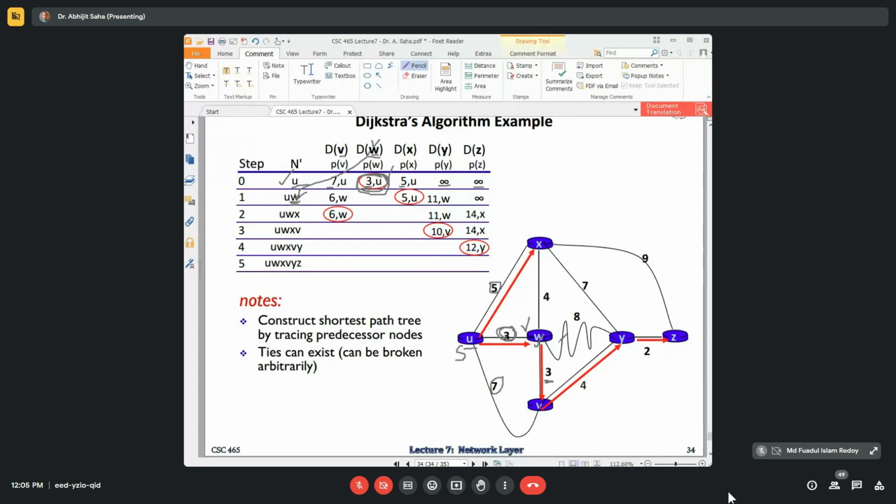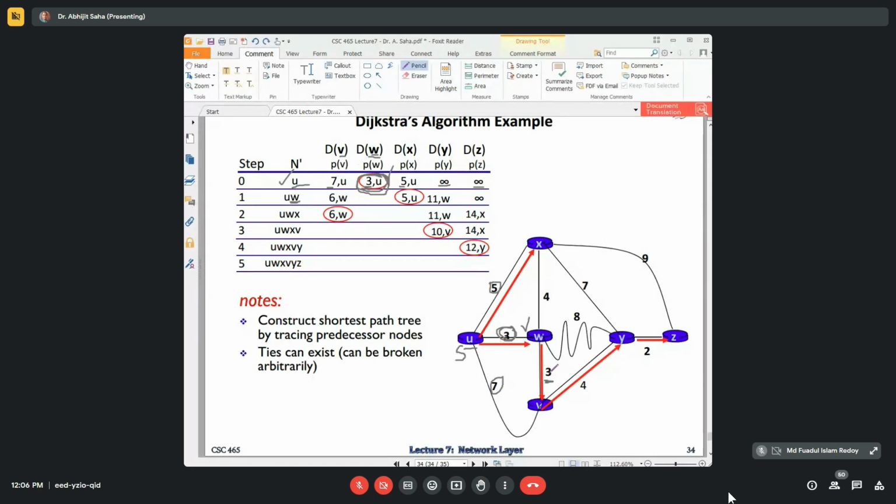So now if you're starting from W and you want to go W to V, what is the link cost? 3. And with that 3, you must add the previous 3. Right, exactly. So it is going to be 3 plus 3, it is going to be 6. Do you understand that or not? Yes, sir. I understand.